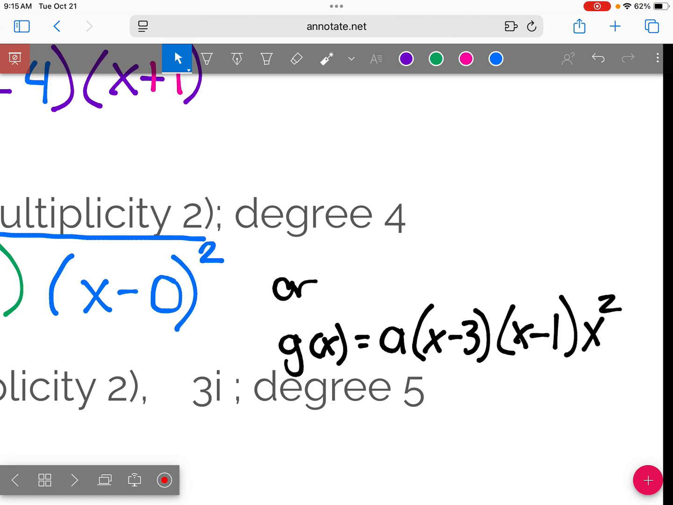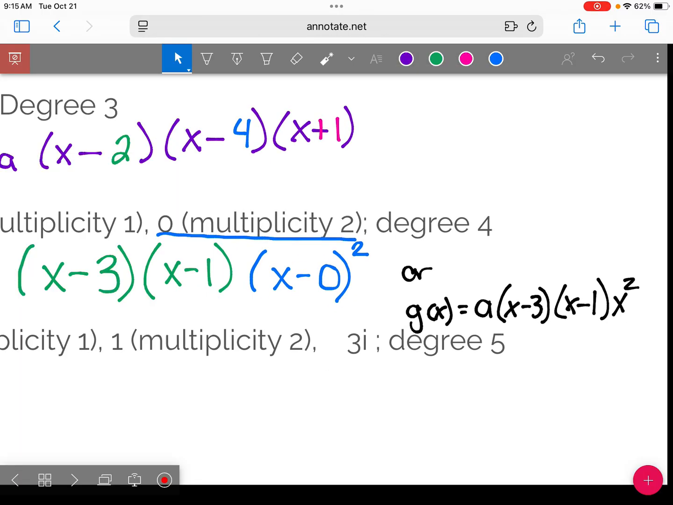We can even do this with imaginary numbers. So on this next one, we've got a couple of different pieces. I've got a root at 2 with a multiplicity of 1. I've got a root at 1 with a multiplicity of 2. And then we have 3i.